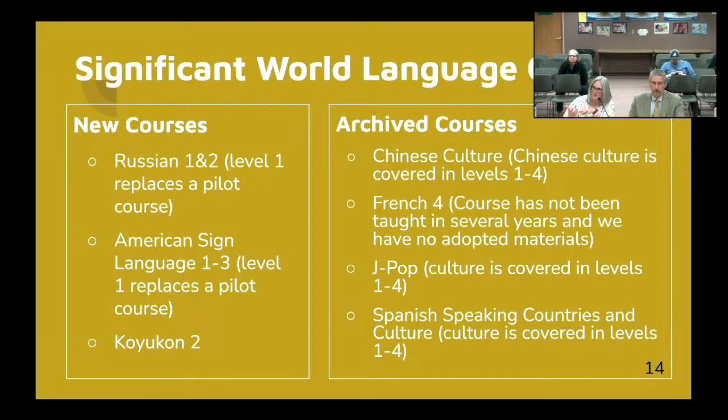We also added American Sign Language 1 through 3. Level 1 had been a pilot at Lathrop, and actually American Sign Language was in our world language curriculum, not the current curriculum that's adopted, but the previous one. I don't know why it went away, but we brought it back. And then we added Koyukon 2. We had Koyukon 1. Effie Cochran reached out to us this year and said, we have some students that need this, so can we pilot it? We said yes, and we're writing curriculum, so we're just going to add it in.